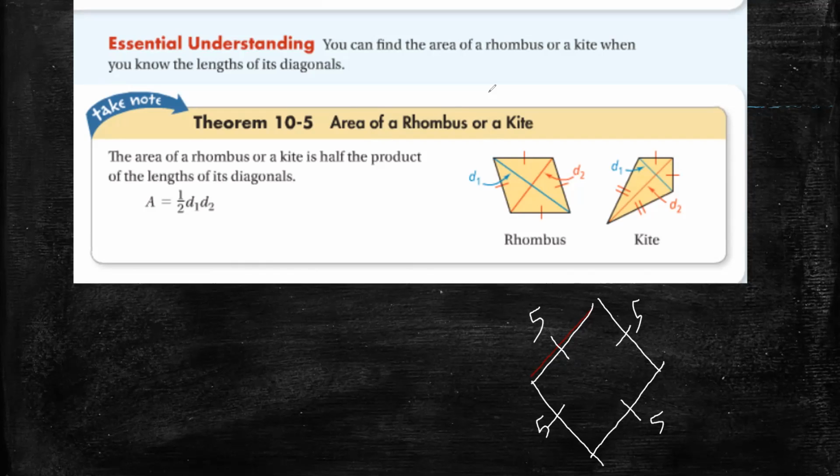Now, the line segment that connects between these two opposite angles, we call it diagonal 1, and the line segment that connects between these two other opposite angles, we call it diagonal 2. And these two diagonals are perpendicular to each other.